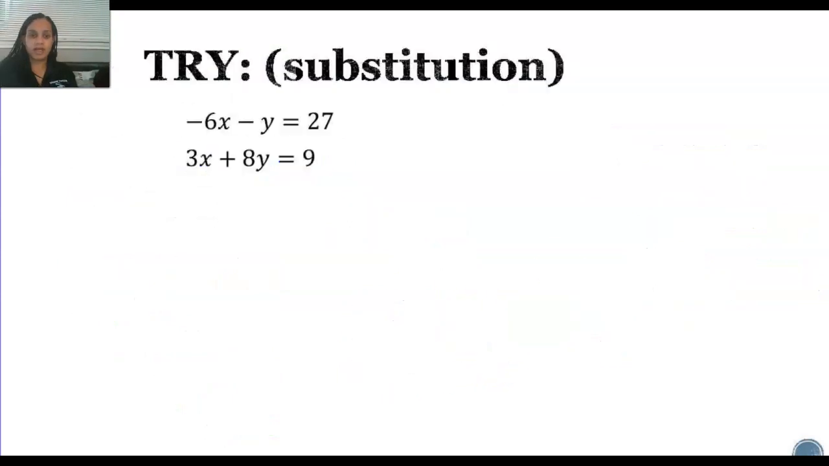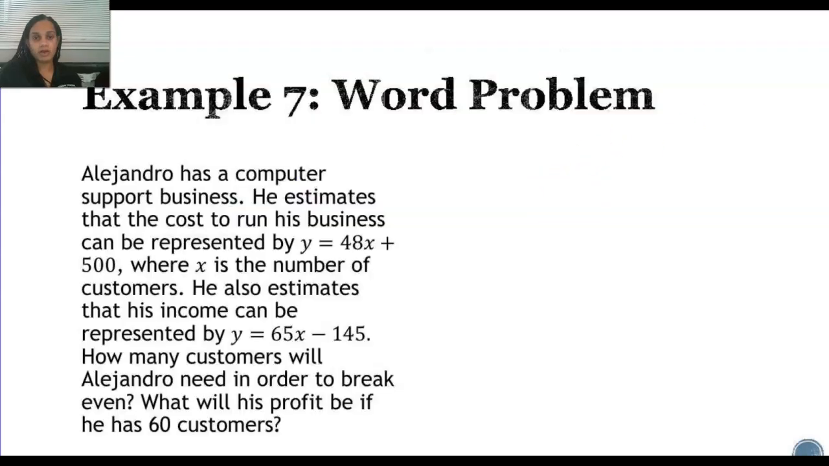Alright, why don't you go ahead and try this next one. Pause the video here and decide what variable to solve for, and then try it on your own. I got negative 5, 3. Did you get the same thing? I hope so. If not, make sure to ask questions. We're going to try a couple of word problems. 2 I'm going to do with you, and then 1 I'm going to have you try on your own.